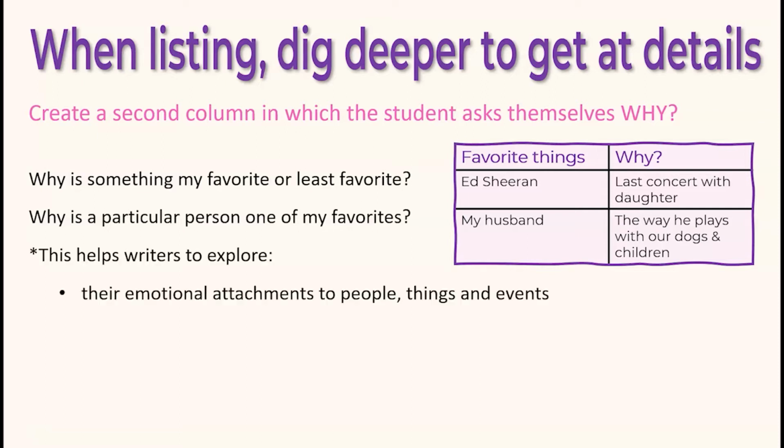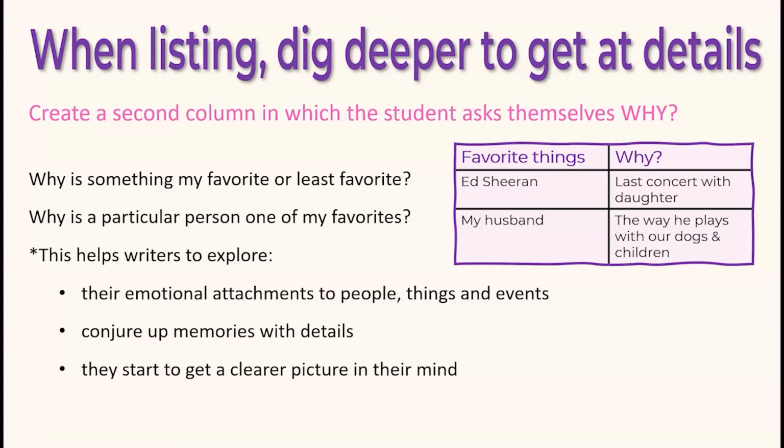This helps writers to explore their emotional attachments to people, things, and events, and conjure up memories with details. They start to get a clearer picture in their mind. So, for example, with Ed Sheeran, I just kind of saw his face. But when I thought about the last concert with my daughter, I get a full-blown picture, like a movie in my head that I can actually go through and describe and talk about.